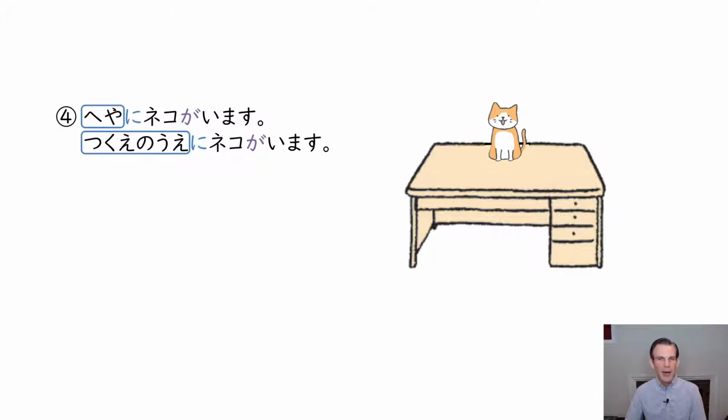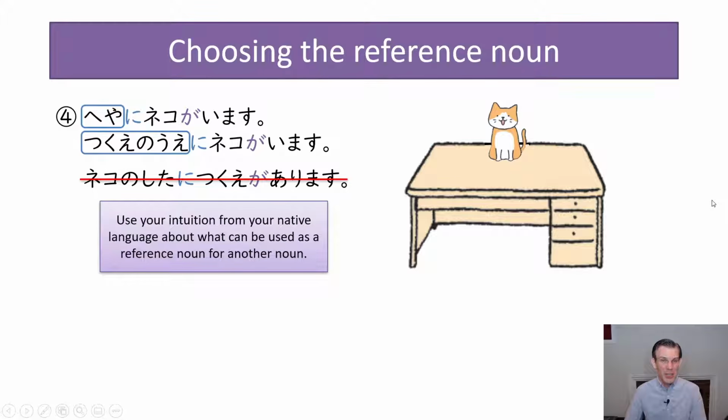It's fine. Now, how about this sentence? 猫の下に机があります. So this is a grammatical sentence, but it's weird. This is literally, there is a desk under the cat, right? And that's weird in English too. So it's not grammatically wrong, but you wouldn't say it. So you want to make sure you're choosing the right reference noun. And really, you can use your intuition from your own native language. It's weird to say the desk is under the cat. What you mean is the cat is on the desk.